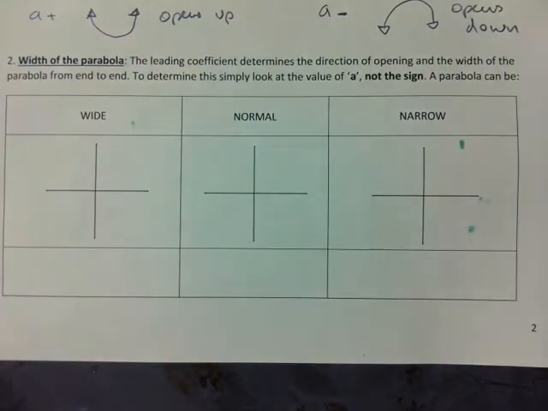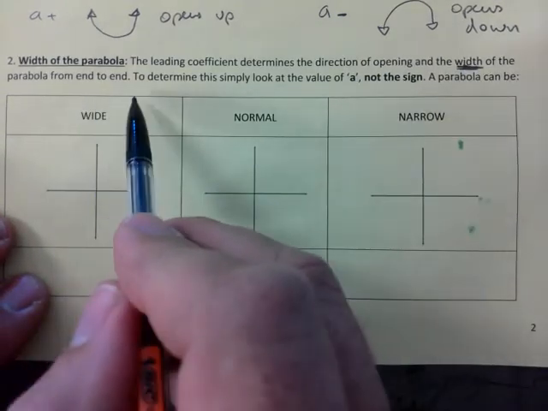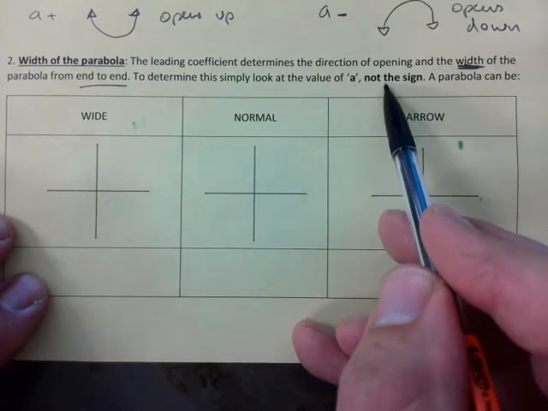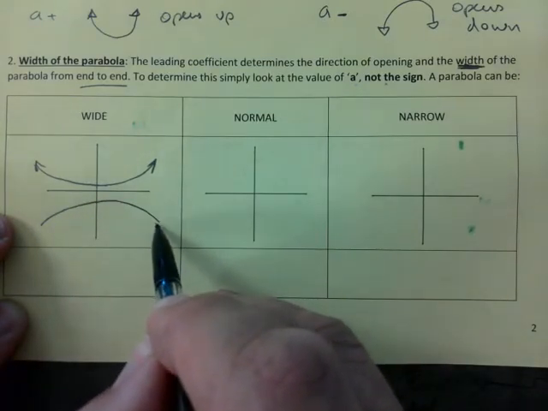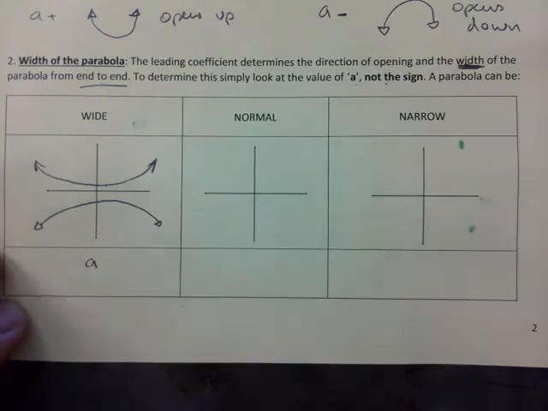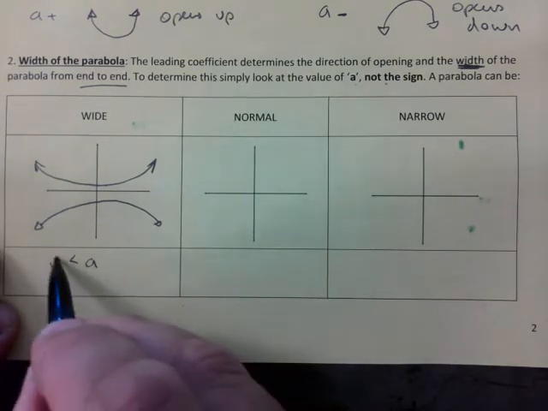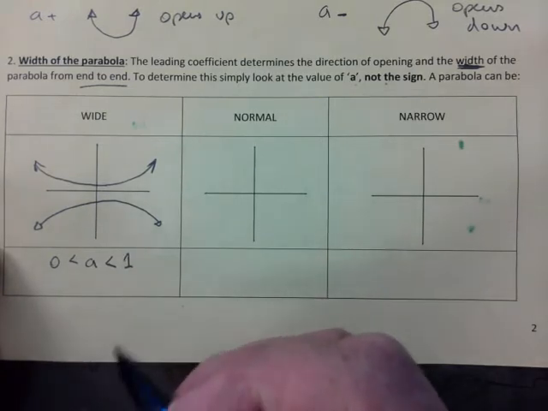So in general, the leading coefficient also determines the direction of the opening and the width of the parabola, from end to end. Determine it by simply looking at A, not the sign. So a parabola could be wide like this. Let's exaggerate, right? And that is when A, the leading coefficient, is between 0 and 1. We consider that a wide parabola.